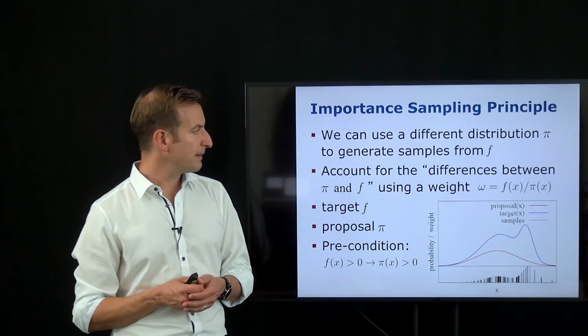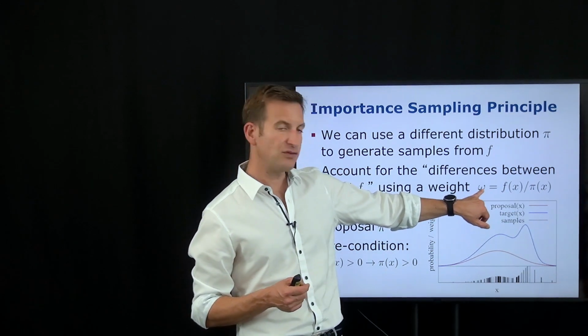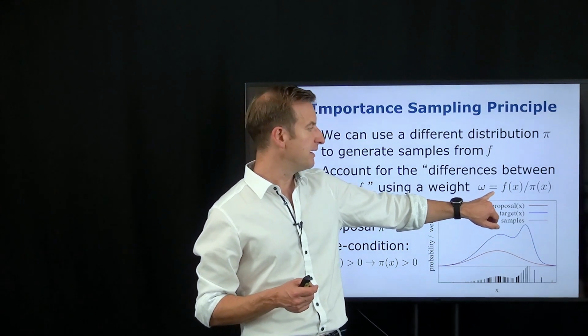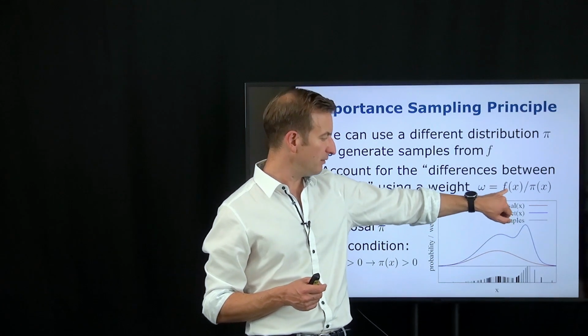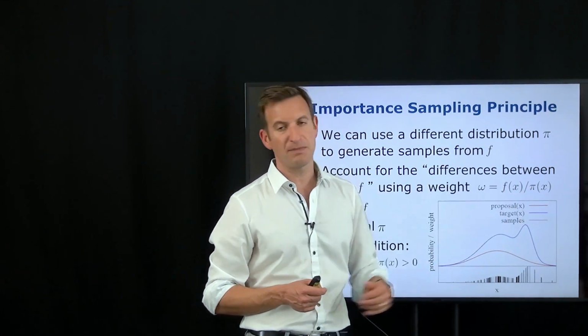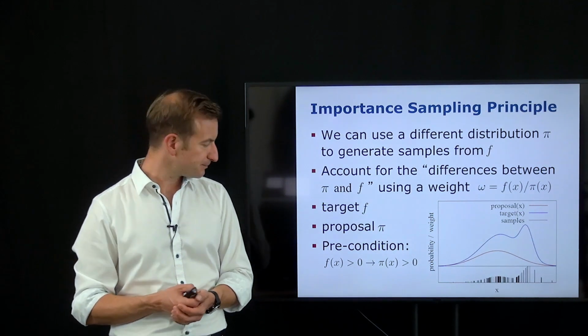And what the importance sampling principle tells me is that I need to compute a weight, w, for every sample that I've generated from the red curve, and give it a weight which is the target divided by the proposal. So the function value, the value of the blue curve, divided by the value of the red curve evaluated at the position x.